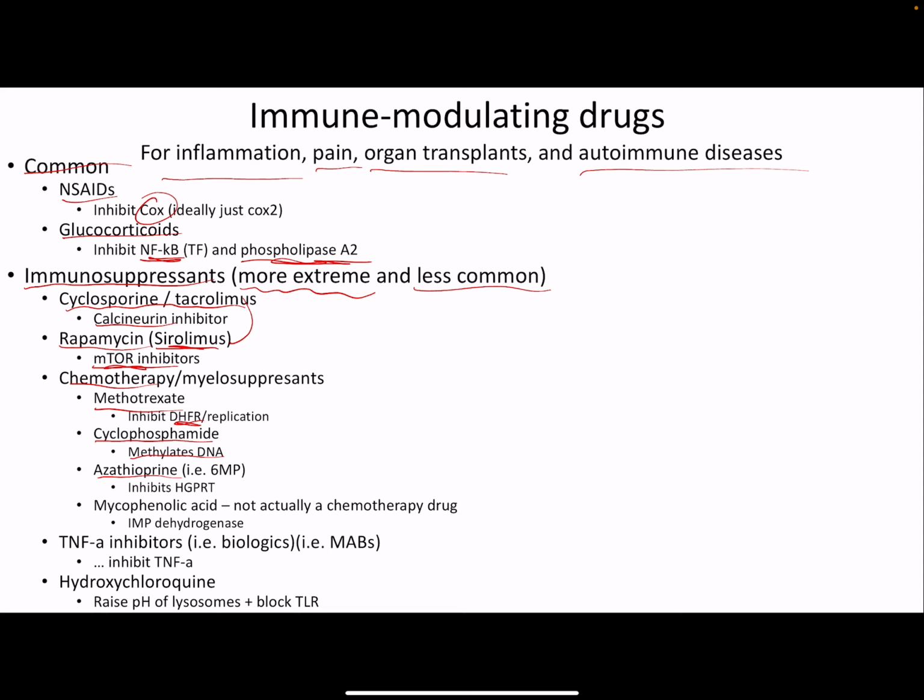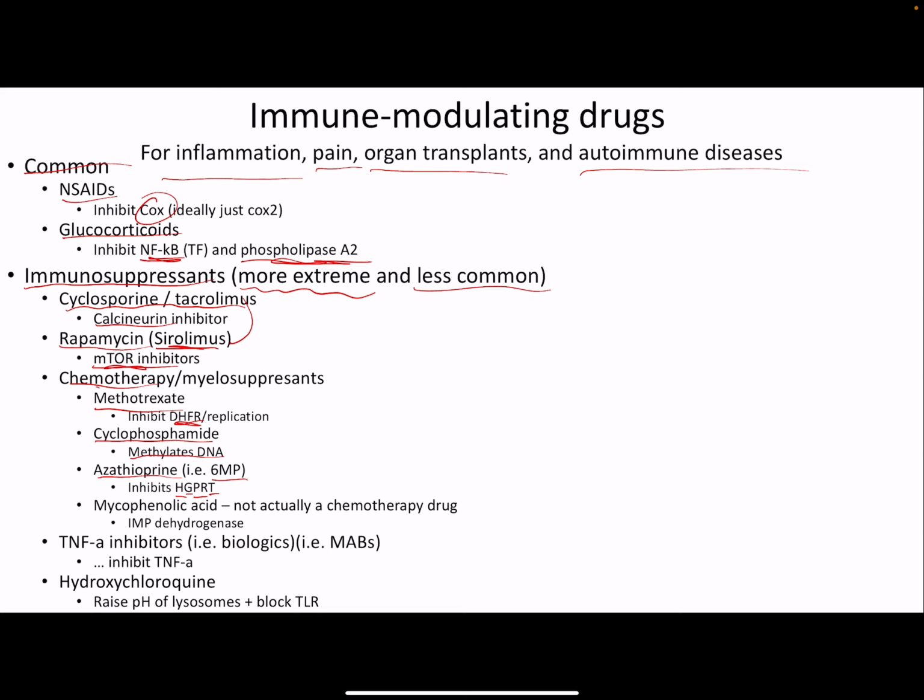Azathioprine creates 6-mercaptopurine. This inhibits hypoxanthine-guanine phosphoribosyl transferase, which is just a part of the salvage pathway to make more purines. If you don't have purines, you can't do DNA replication. And who does that affect? That affects cancers, that affects bone marrow.